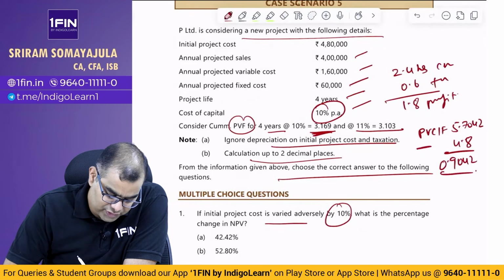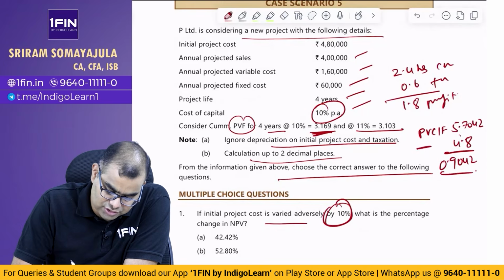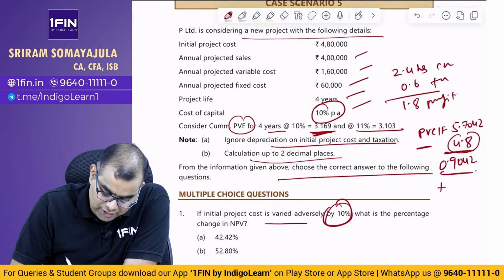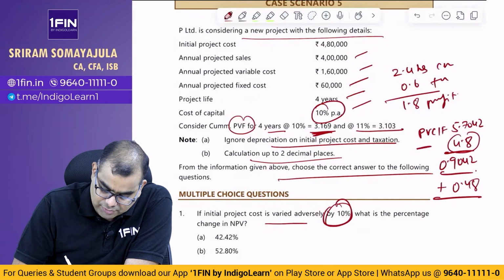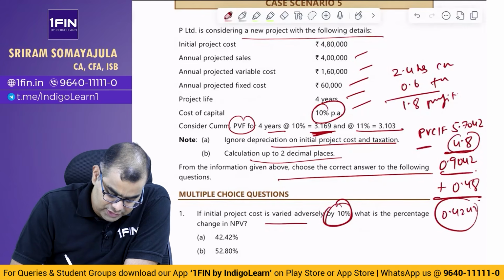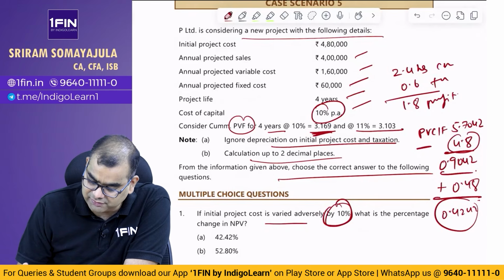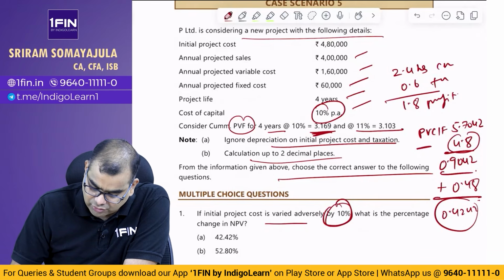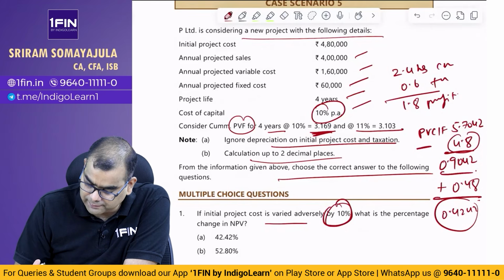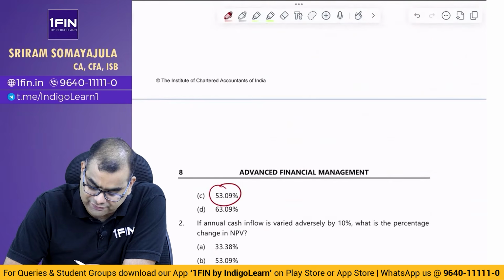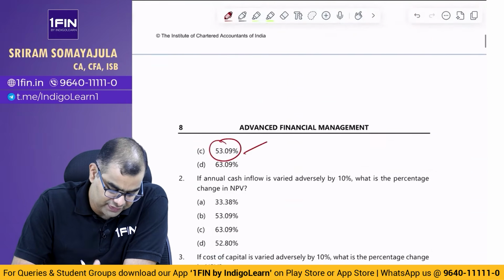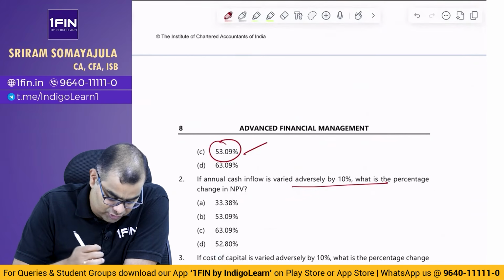Now what are they saying? If the project cost goes up by 10%, so this 4.8 goes up by another 0.48, then your NPV is 0.9042 minus 0.48, which is 0.4242. Then what is the percentage change in NPV? NPV percentage change is 0.48 divided by 0.9042, which is 53.08. See, it is there. 53.085, so 53.09.